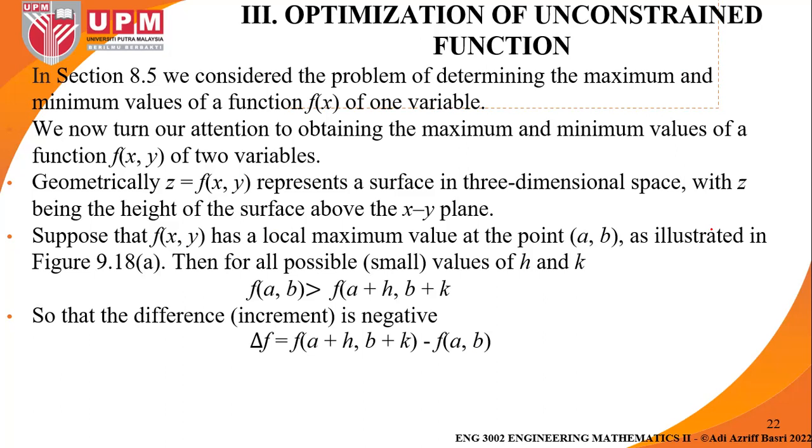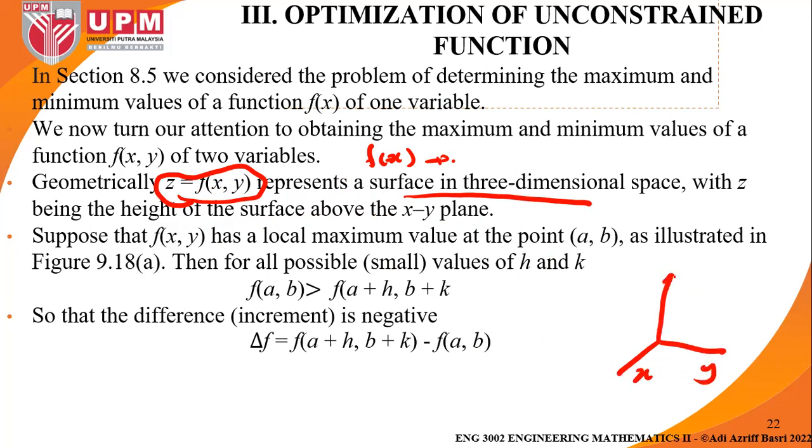So geometrically, for 2 variables, for example, we have z equal to f(x, y). Last time you normally learned about f equal to f(x), a function of one variable. Now we have 2 variables x and y, which always represent a surface in 3-dimensional space, with z being the height of the surface and xy the plane. So remember, z normally becomes the height. So this is based on the 2-variable functions.